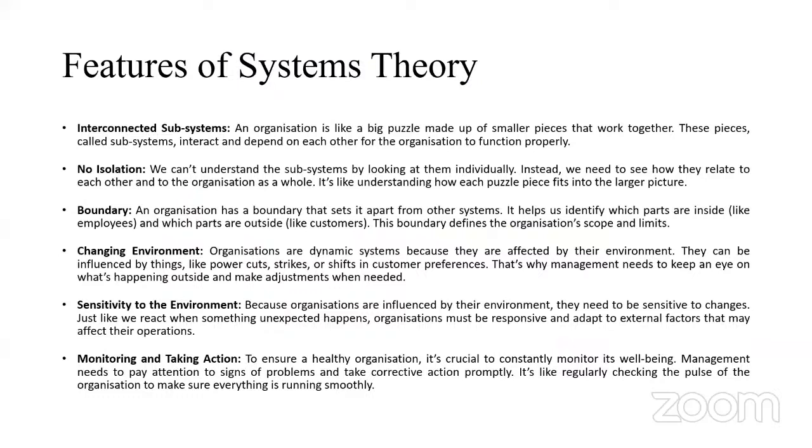Now, let us look at some of the features of systems theory. The first one is interconnected subsystems. So I told you, every organization has a lot of smaller pieces, smaller entities in it. All these pieces are called subsystems. And all of them interact and depend on one another so that the organization functions properly, right? That is the first one.